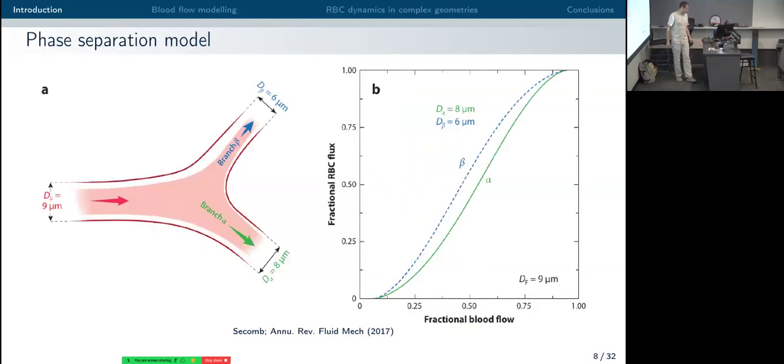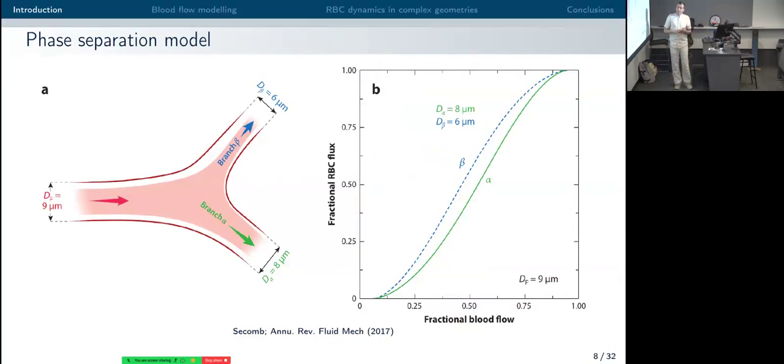This has been studied in great detail by Priest and Secomb already in the 90s, and they developed a phase separation model. So the two phases would be the red blood cells and the plasma. And I don't want to go too much into detail here. It can be quite technical, but those of you who are interested can of course read about that.